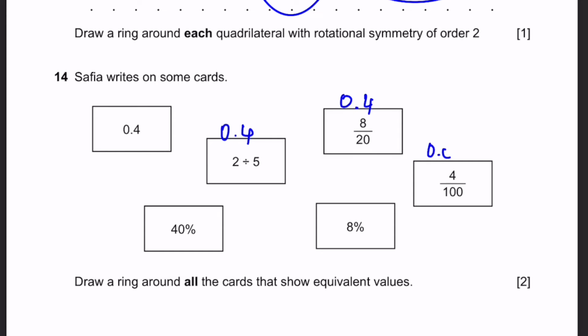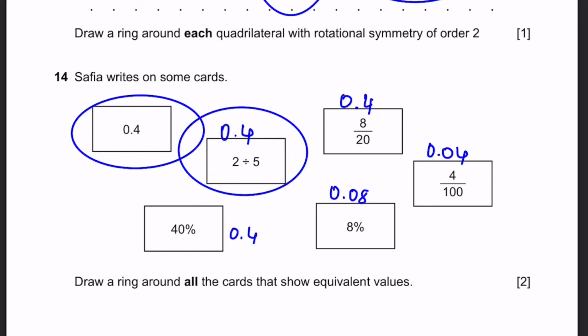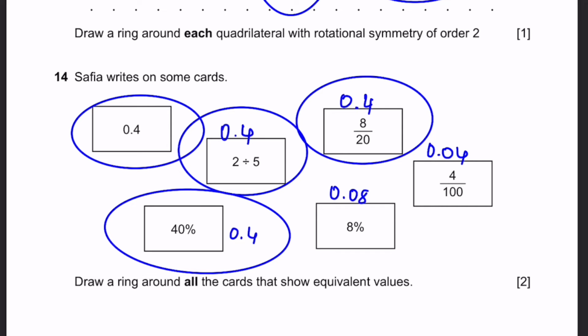4 by 100 is 0.04. 8% is 0.08. 40% is 0.4. So we have 1, 2, 3, 4 values which have the same number. So we can just draw a ring around all 4 of these cards, and that's our answer. Let's go to question 15.